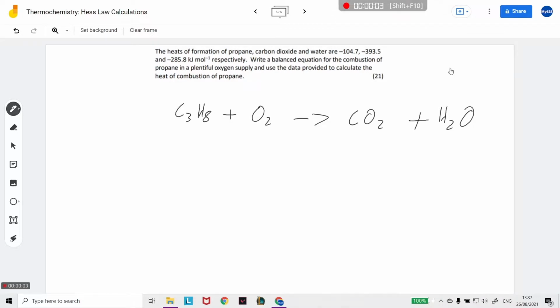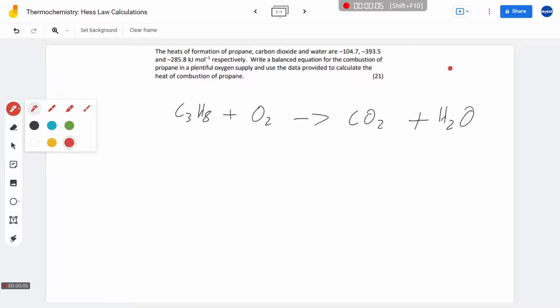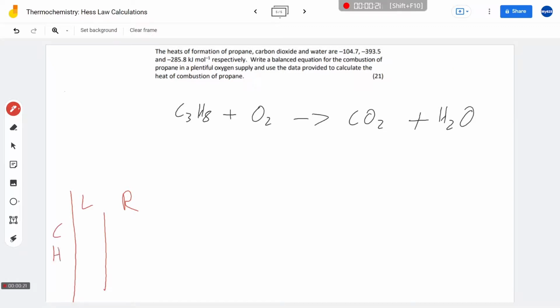So to balance this, we want to look at how many of each atom we have on each side to start with. So we can draw a small table here, and we'll put this is the left hand side, this is the right hand side, and what atoms do we have? We have carbon, we have hydrogens, and we have oxygens. That's all. So start with our carbons. We have 3 on the left and we have 1 on the right. Our hydrogens, we have 8 on the left and we have 2 on the right. And our oxygens, we have 2 on the left, and we have 2 here and 1 here is 3 on the right.